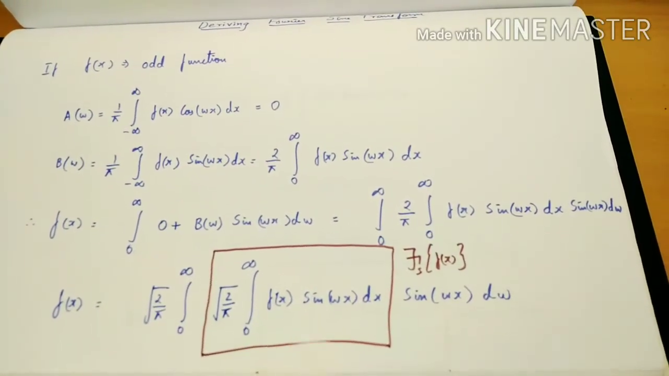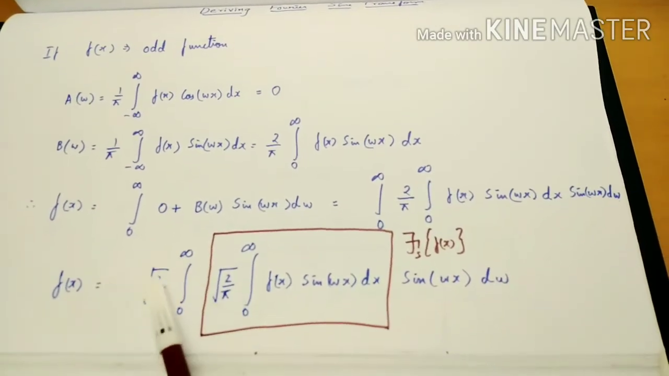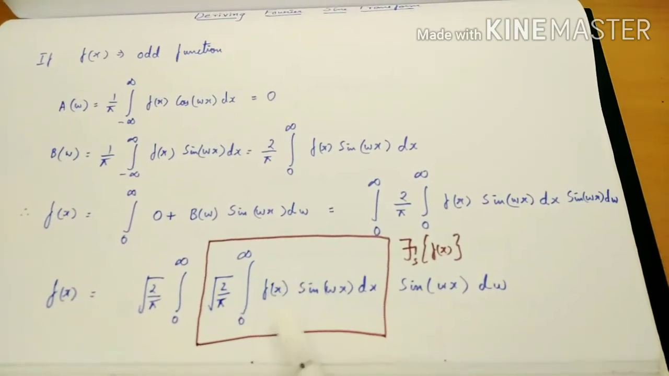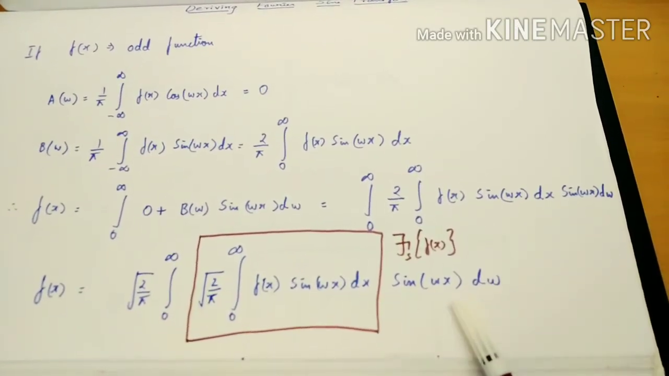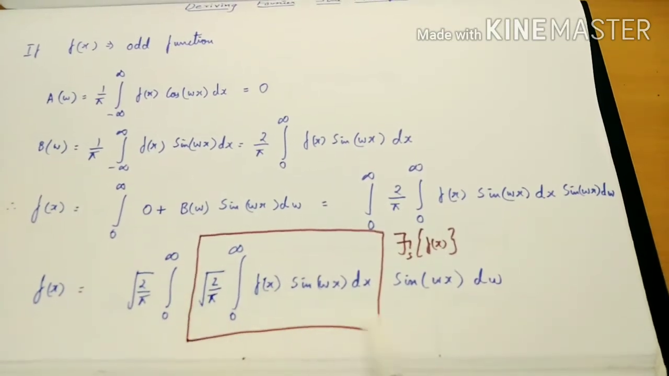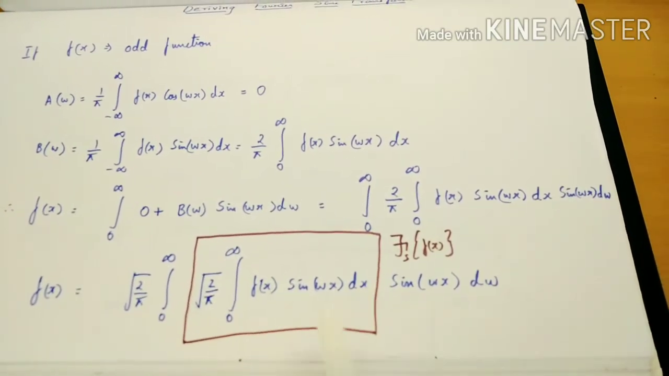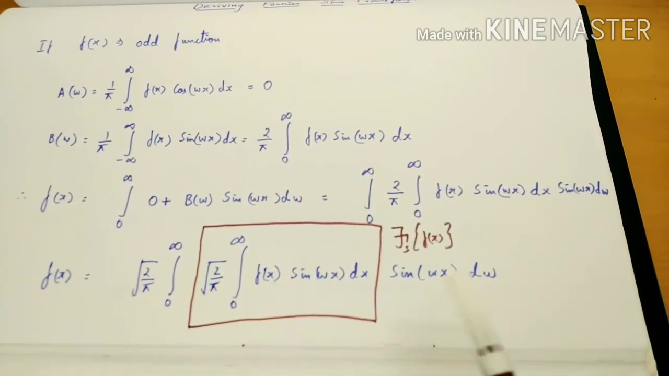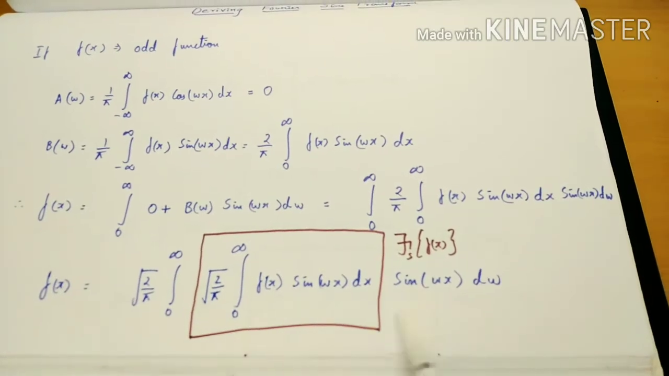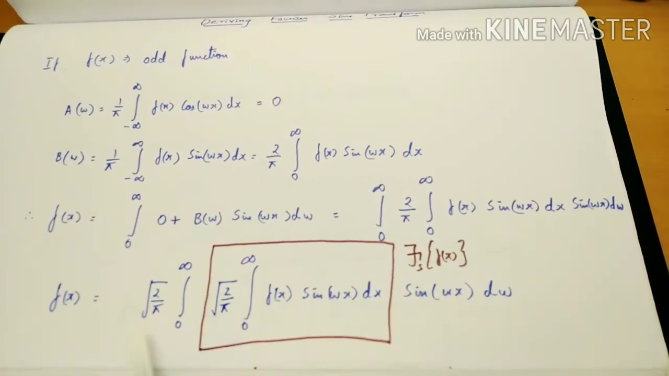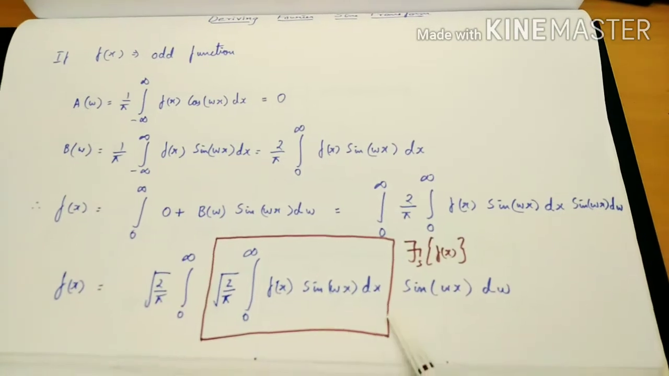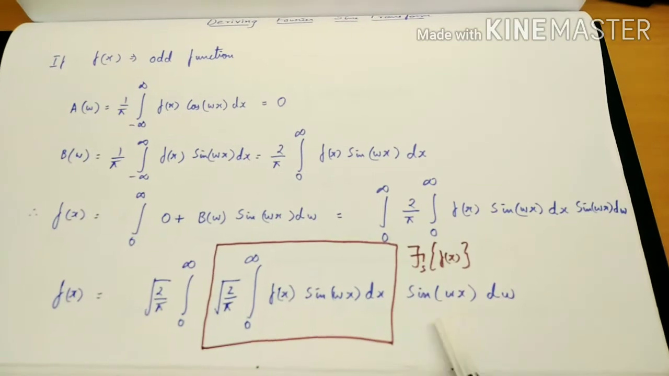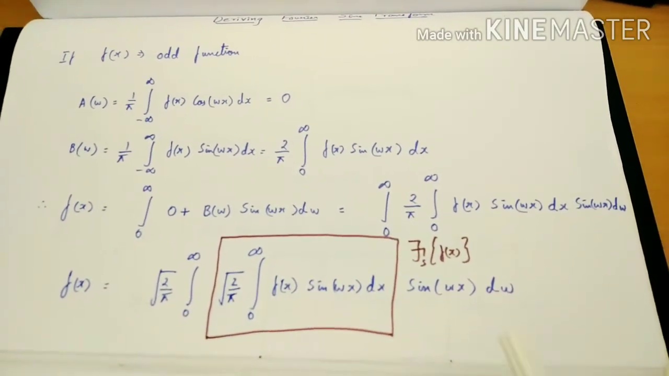Now rewriting this into this format, root over 2 by pi integral 0 to infinity root over 2 by pi integral 0 to infinity f of x sin omega x dx sin omega x d omega. Now if you look at this part, the central part, this is basically the Fourier sine transform of f of x, and the outer part here is basically the inverse Fourier sine transform. So the Fourier sine transform and Fourier inverse sine transform cancelling each other will result in f of x. So that's the derivation of the Fourier sine transform from the Fourier integral representation.